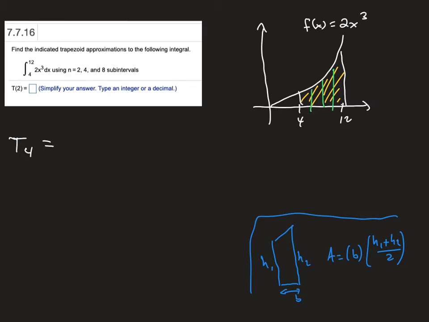How wide are they? Well, the distance between these two things, 12 minus 4, is 8. So if I've broken it into 4 strips, that means each strip has to be width 2. So I can go back and label where these are. So it goes 4, 6, 8, 10, 12. So that seems labeled right.